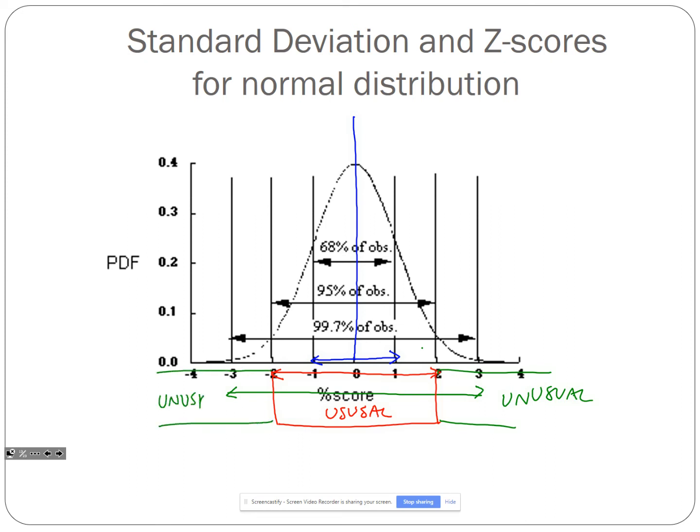The data that falls greater than 2 standard deviations or less than 2 standard deviations, let me rephrase that. If it occurs more than 2 standard deviations away, be it more than the mean or less than the mean, we consider those data points unusual because it only represents 5% of your data.